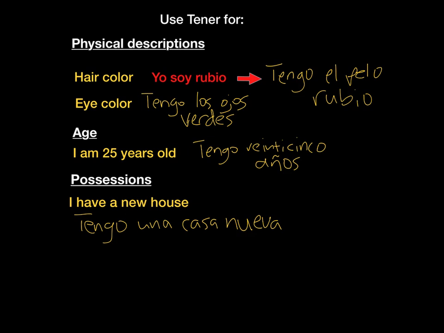This is how we're going to start using tener, and these are three very easy ways. Obviously I did all of these in the yo form, tengo, tengo, tengo, all over the place, but if you want to say you have a new house, you say tienes una casa nueva. If you want to ask somebody if they have a new house, it's the same thing. ¿Tienes una casa nueva? Just say it like a question. So this should get you started with tener.